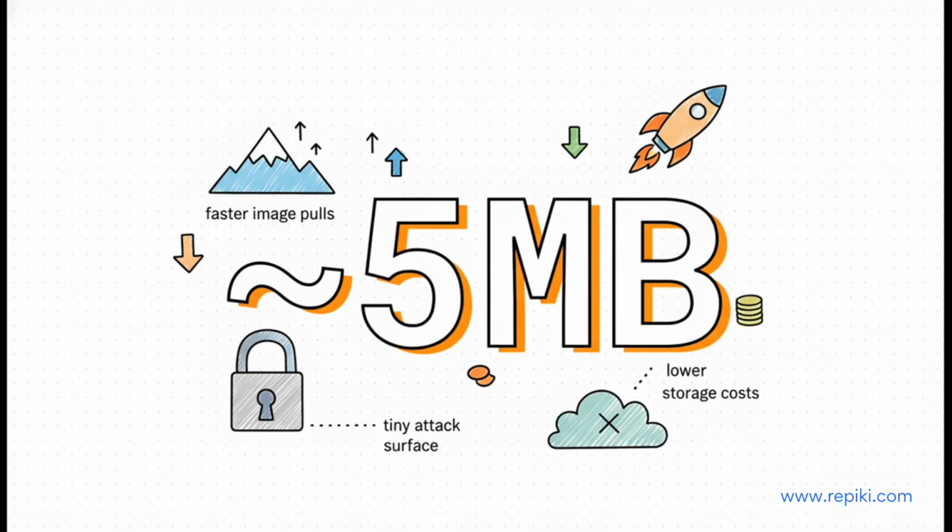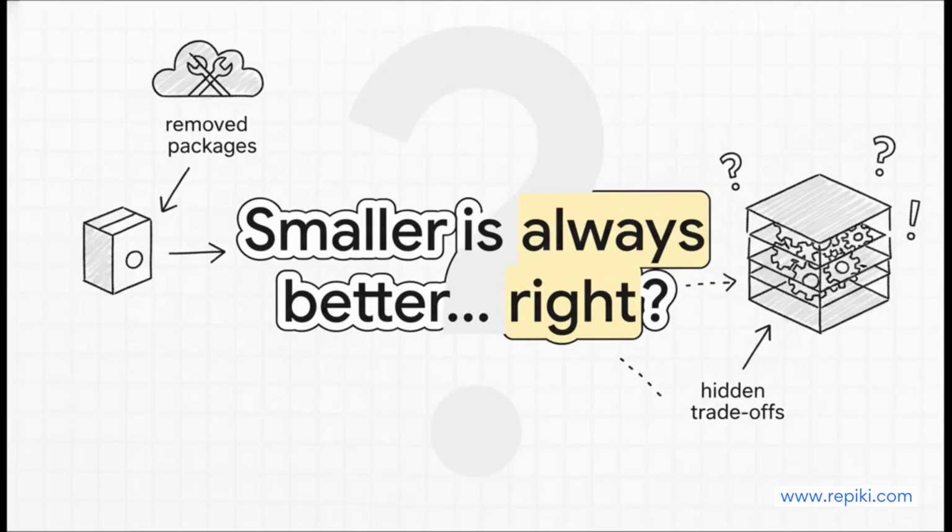I mean, look at that number, 5 megabytes. It just feels perfect. You're thinking faster pulls from the registry, less storage, and a teeny tiny attack surface. It seems like the silver bullet we've all been looking for. On paper, it's a no-brainer. So, smaller is always better, right? But there's got to be a catch. And this is where things get really interesting.